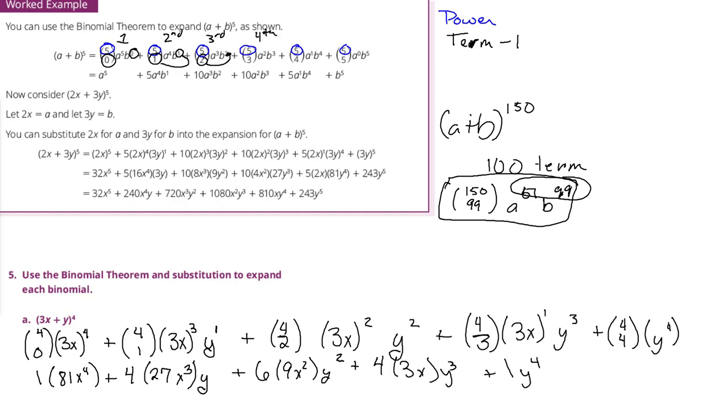And so when we look at this, we're going to multiply that out. 1 times 81 is 81x to the 4th. 4 times 27 is 108x cubed y. 9 times 6 is 54x squared y squared. 12x y cubed and y to the fourth.